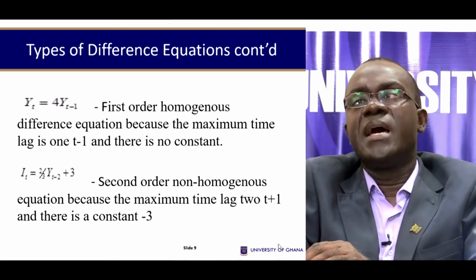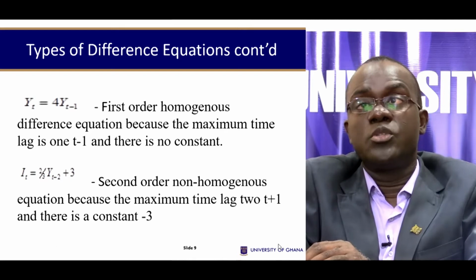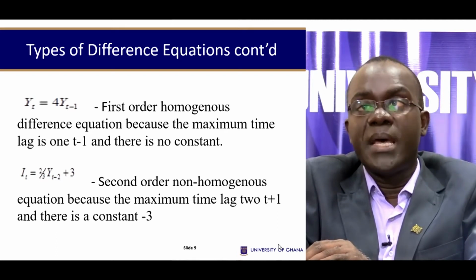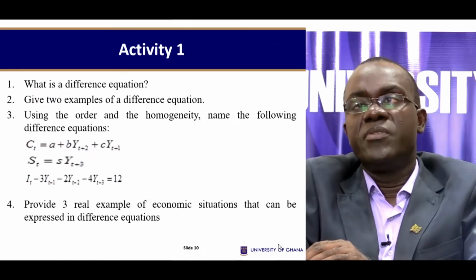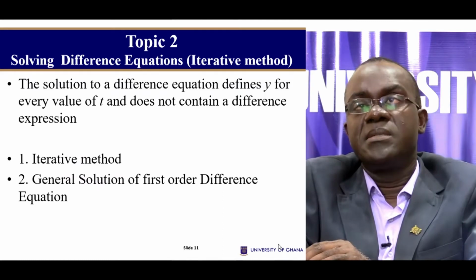So I'm giving you more examples. This is a first order homogeneous difference equation because there is no constant. This one is second order because the lag is equal to 2, and in this one there is a constant, so it is a non-homogeneous difference equation. Take your time and name these difference equations and try to go through this activity, please.